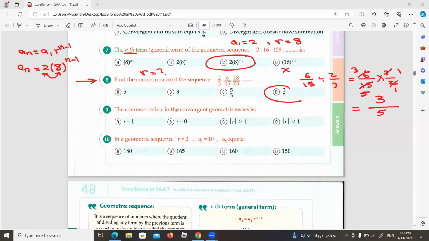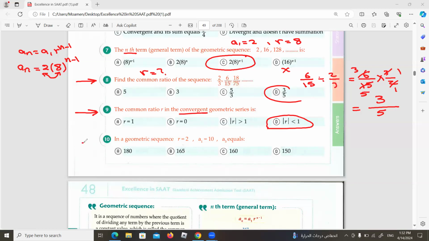The common ratio in the convergent case. I'll talk about this; it's very easy. Convergent means r is less than the value of 1. And this is just a direct problem, so in 1 or 2 or 3 seconds you get the answer.